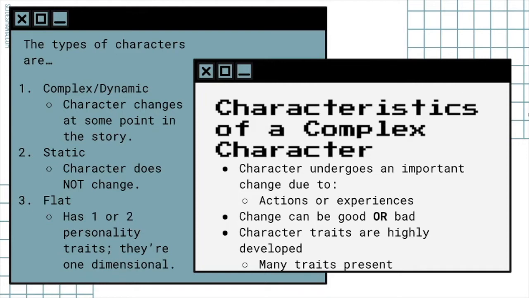The characteristics of a complex character. The character must undergo an important change due to their actions or experiences. This change can either be good or bad. And the character traits are highly developed, meaning that they have multiple traits. They don't just have 1 or 2 personality traits that are described or expressed throughout a story.